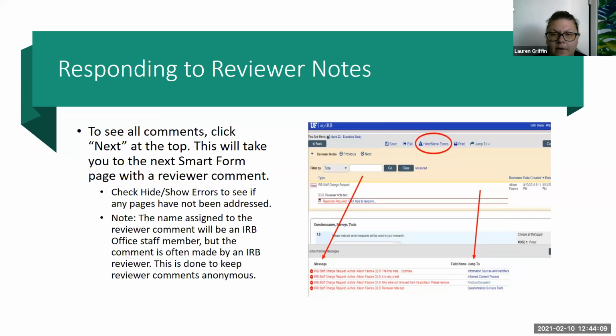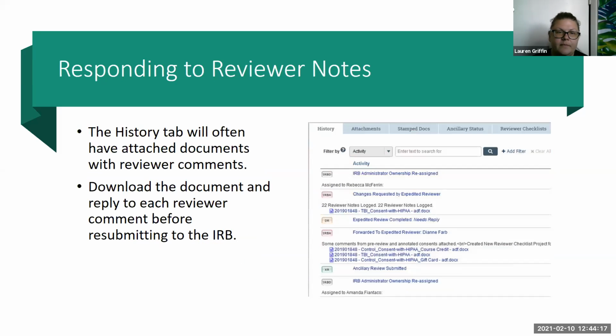There's also the reviewer notes, the previous and next buttons. Those two will take you through the process of finding reviewer notes so that you can respond to them. So again, responding to reviewer notes, the history tab will have any documents or reviewer comments that are attached, and you'll need to download those documents and reply to the comments before you resubmit.